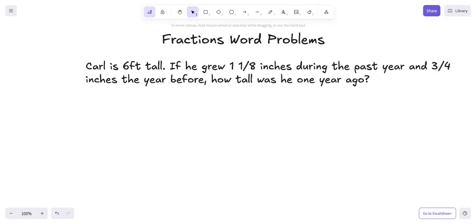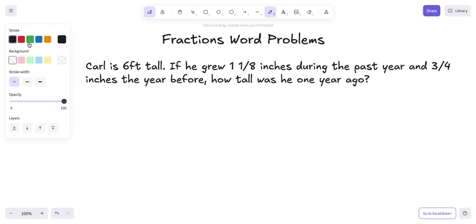This video goes over fraction word problems. Number one, Carl is 6 feet tall. If he grew 1 1/8 inches during the past year and 3/4 inches the year before, how tall was he a year ago? The biggest problem right now is that this is in feet and that's in inches.